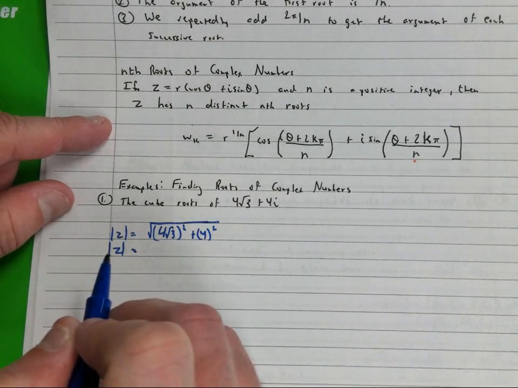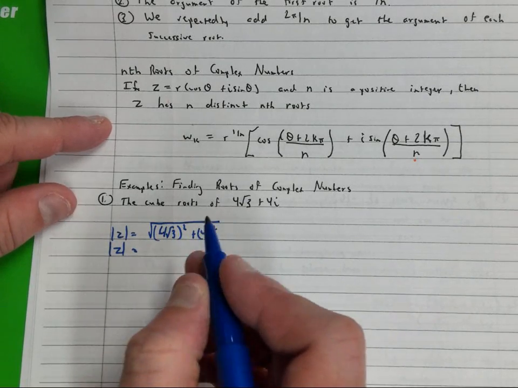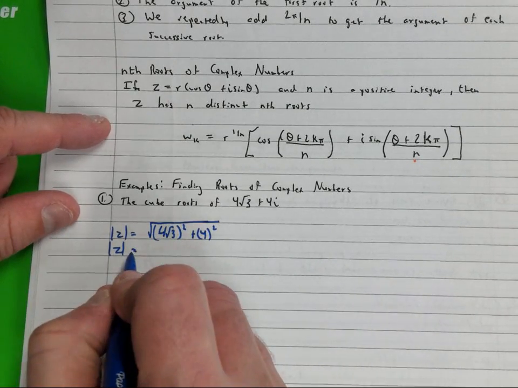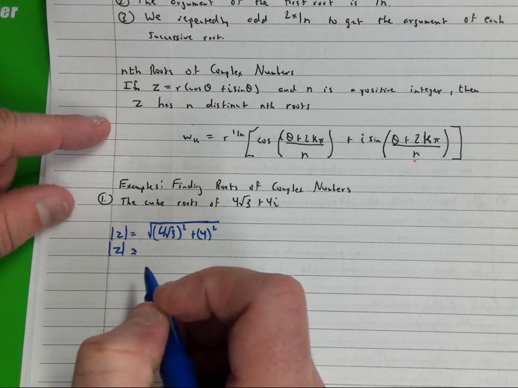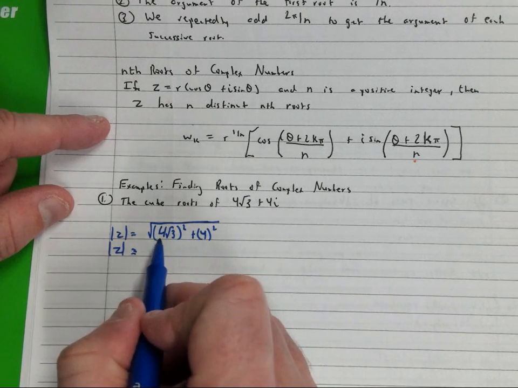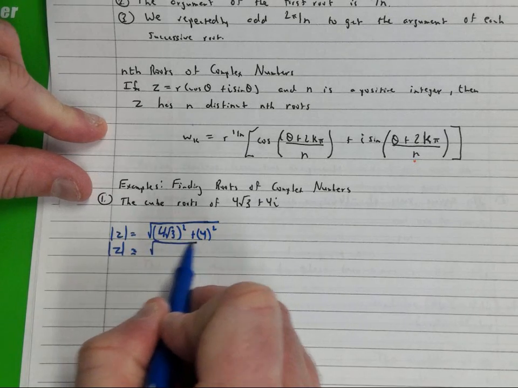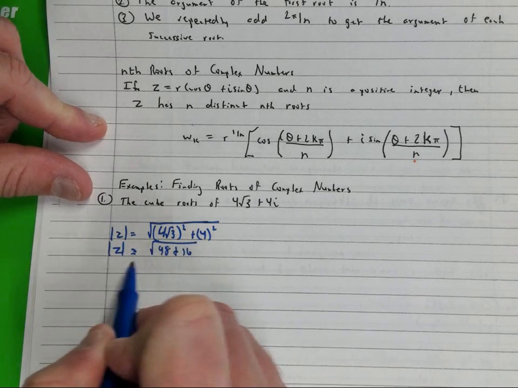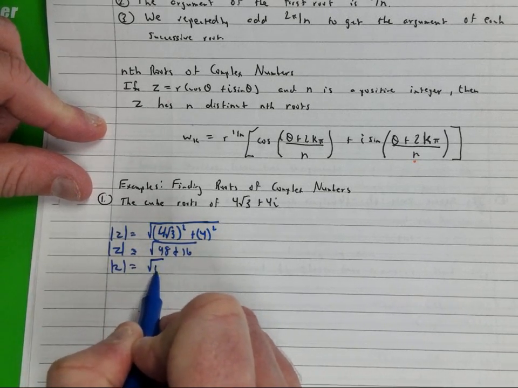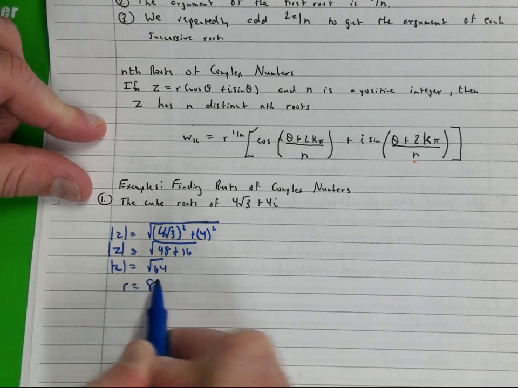We're not in easy pre-cal world anymore. I'm going to square this. 4 squared is 16 times 3 is 48. 48 plus 16 is square root of 64. Yes, comes out to 8.